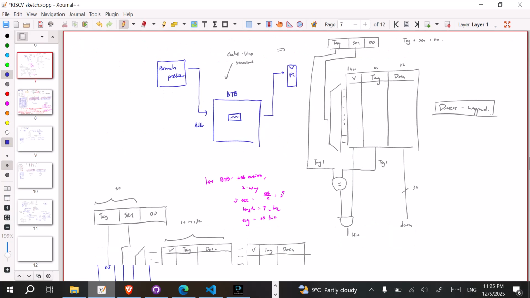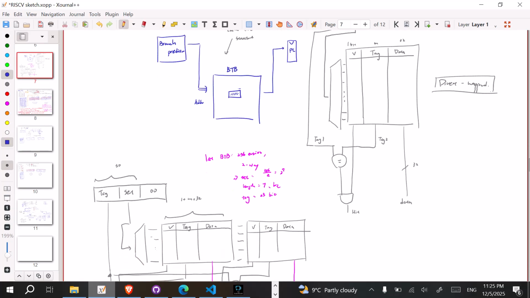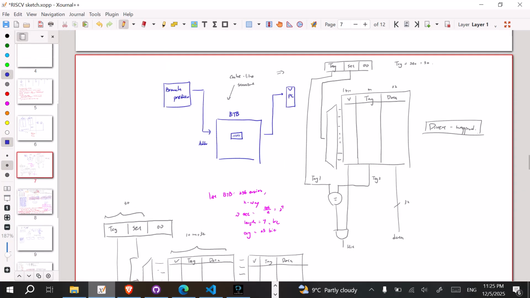Let's take a look at the basics. Oh, actually, I have a very perfect diagram here, which I'm going to use later.